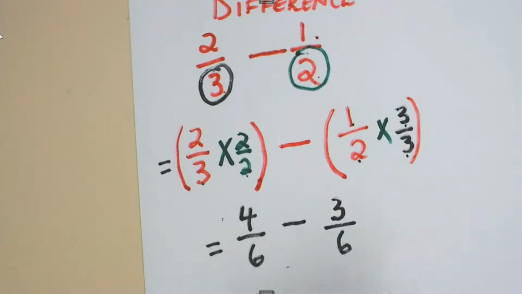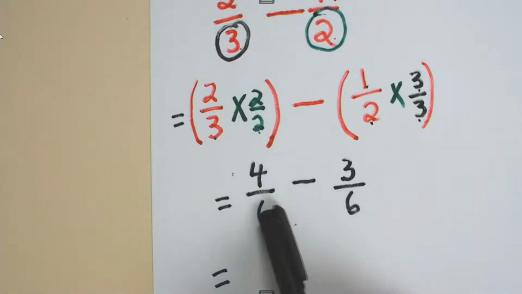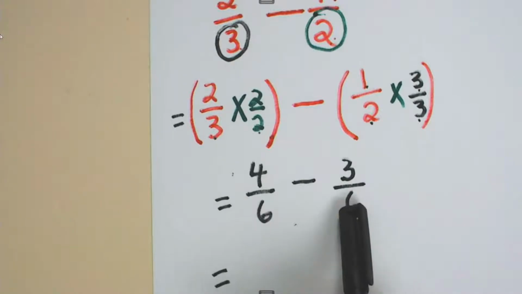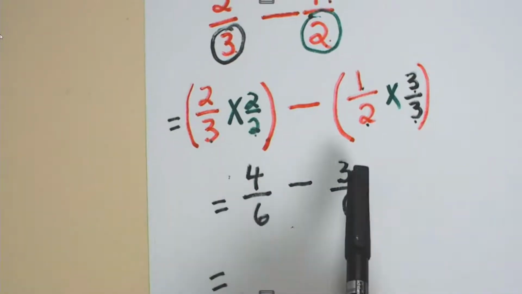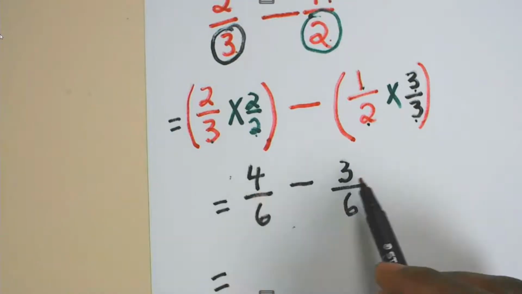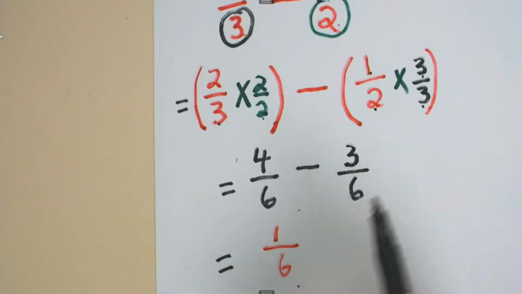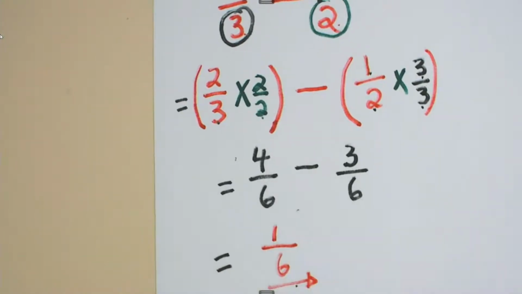Right. Then we solve our fraction. Now our denominators are the same, meaning that it now allows us to subtract the numerators. Then we'll say 4 minus 3, this gives us 1. So our answer is going to be 1/6. This is then our final answer in this fraction.